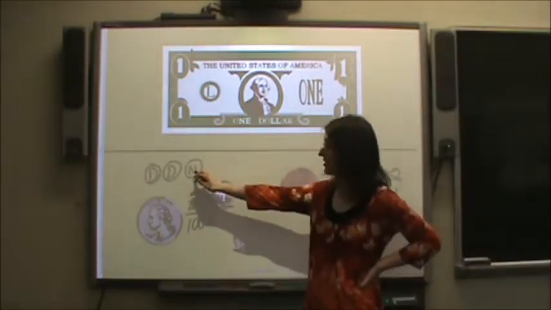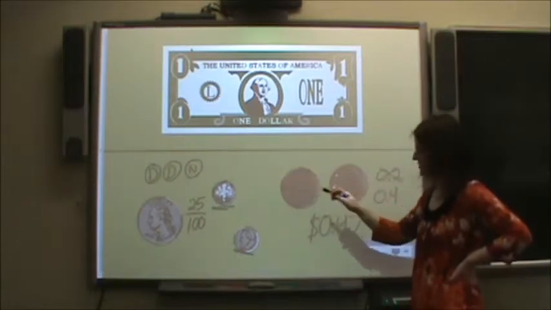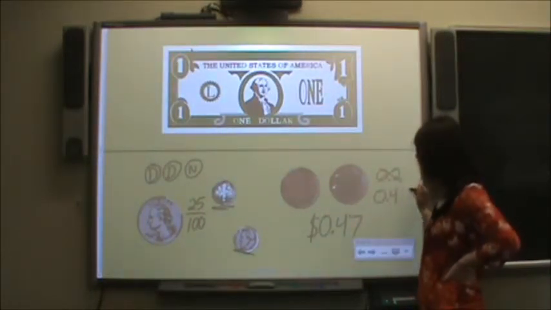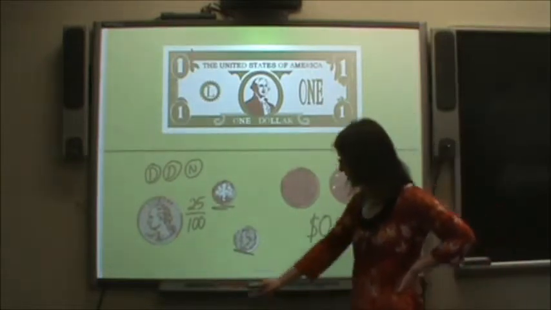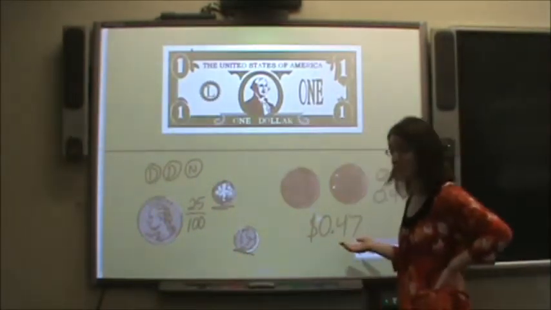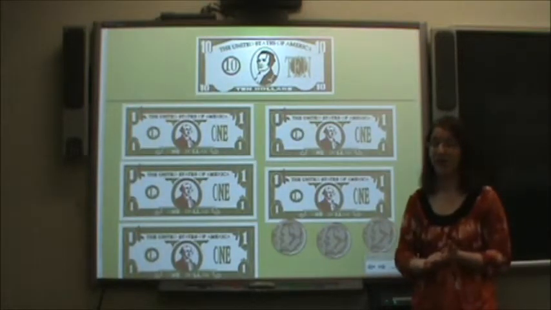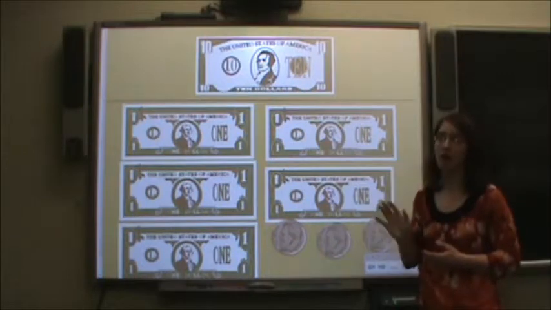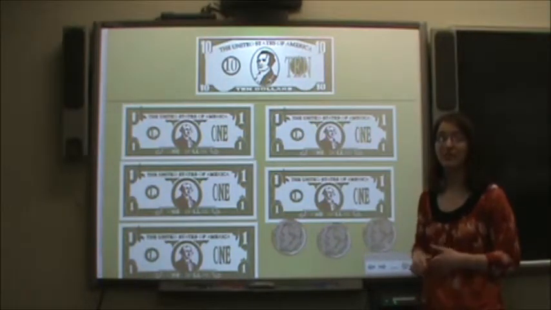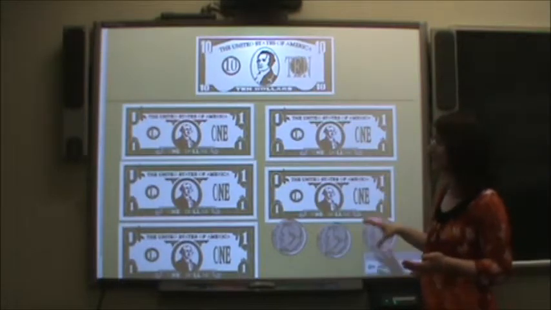And then I have 5 100ths, 6 100ths, 7 100ths. And that gets me 47 100ths, or 47 cents. Now here, I have a different one. Look up top. I have a $10 bill. It is not a $1 bill anymore. So that means my tenths and hundredths are going to have a different monetary value.